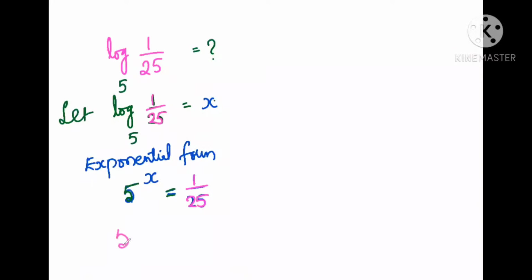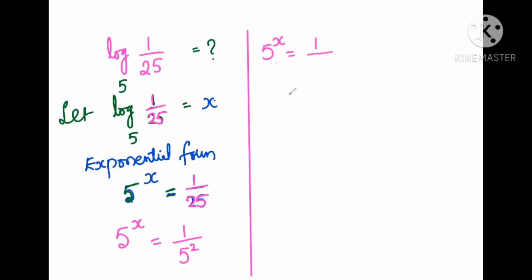So to find this, 5 to the power of x is equal to, we have to write 25 as 5 square, 5 5s are 25. Now 5 to the power of x is equal to 1 by 5 square. This 1 by 5 square can be written as 5 to the power of minus 2. How?